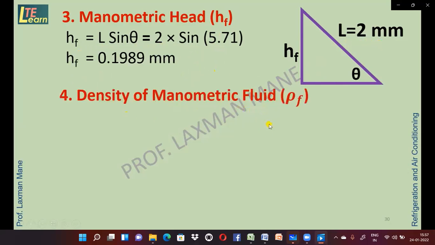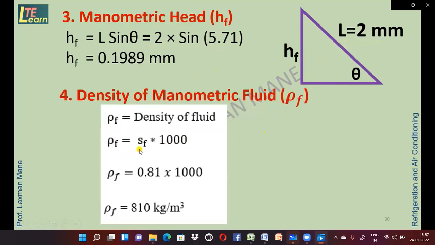Density of manometric fluid. To find this, use the formula specific gravity multiplied by 1000. Specific gravity of the manometric fluid, alcohol, is given. So we find the density of manometric fluid in kilogram per meter cube.